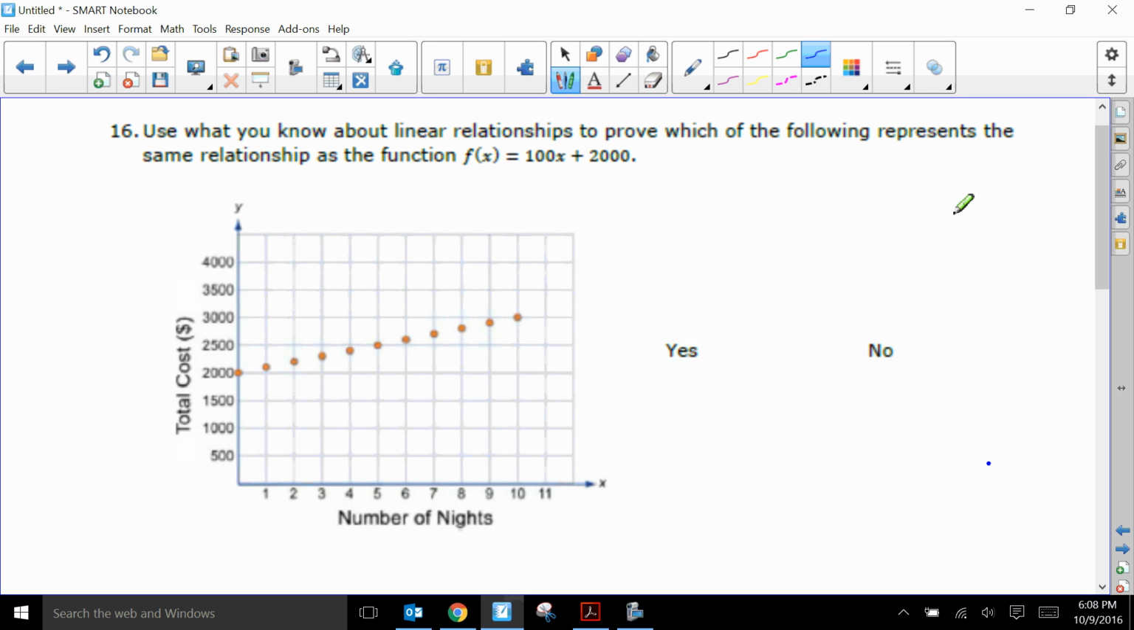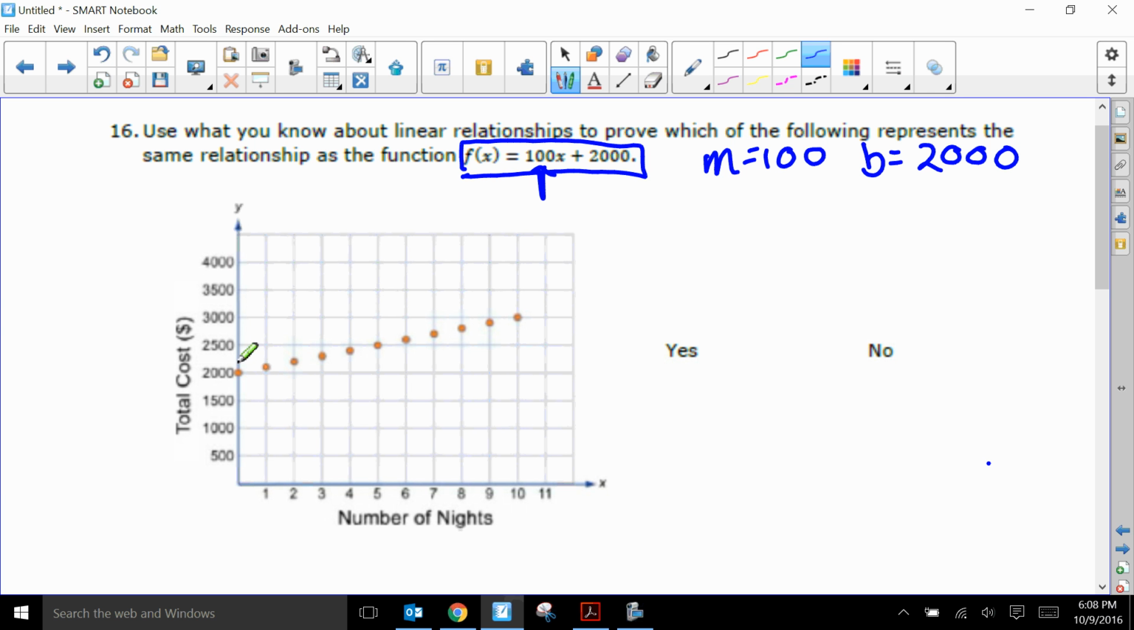Use what you know about linear relationships to prove which of the following represents the same relationship as the function f of x equals 100x plus 2000. Okay, so I know that this is in slope-intercept form, or y equals mx plus b. I can see that my slope is 100. I can see that my y-intercept is 2000. So since y-intercept for me is the easiest to check, I'm just going to go and check that first.